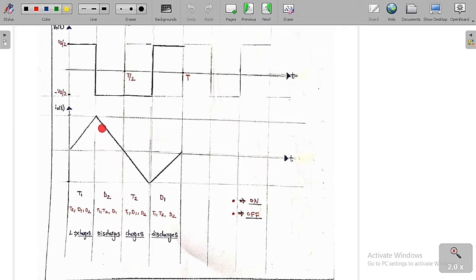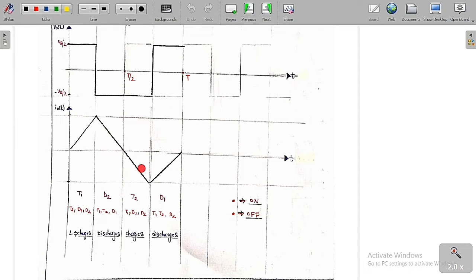Whereas in the second case, we turn off both the thyristors, which means D2 is going to conduct. Whenever D2 conducts, V0 is equal to minus Vs by 2, and the current is going to decay in the reverse fashion. After that, you are going to turn on T2 and turn off T1.